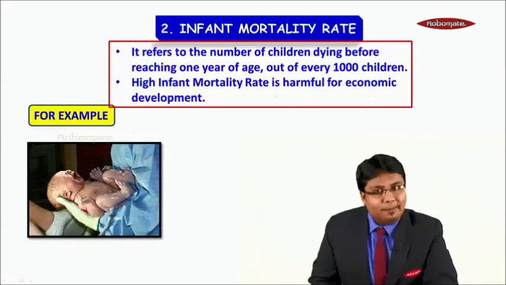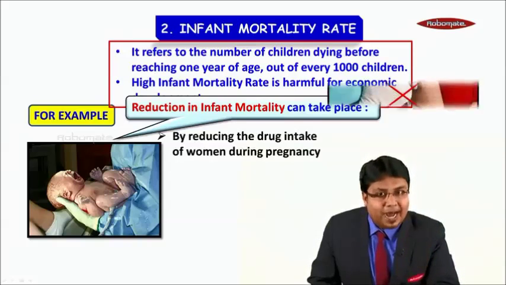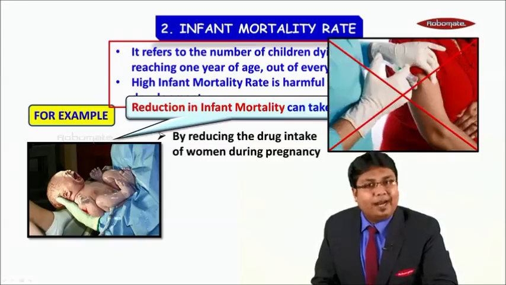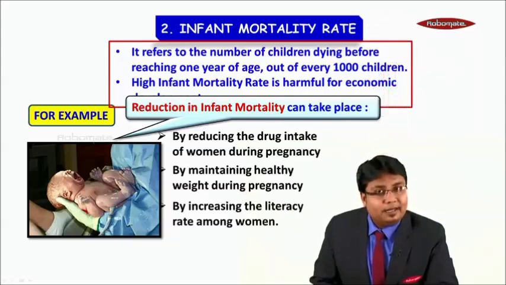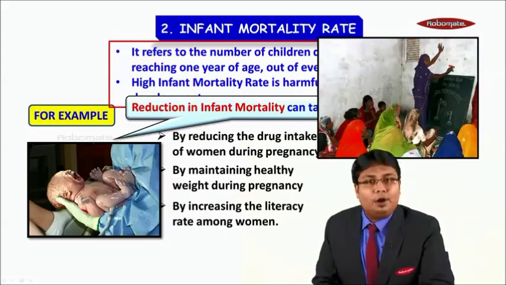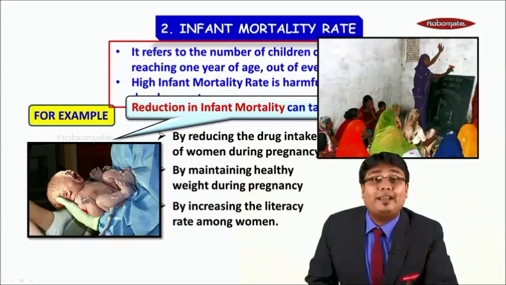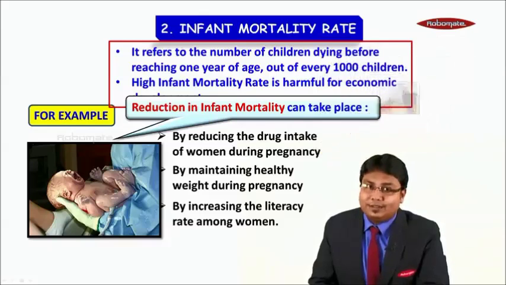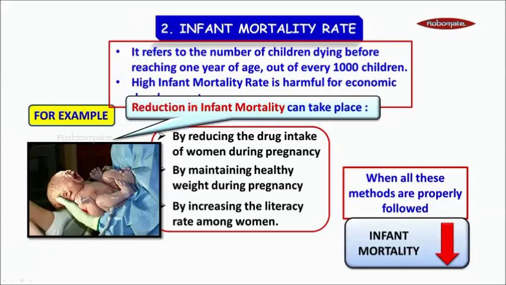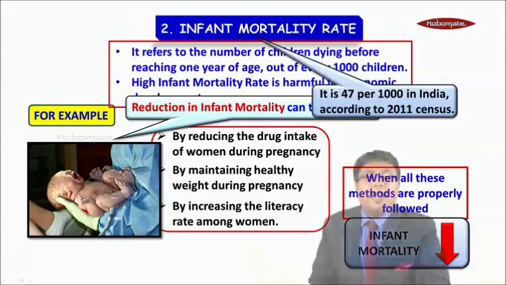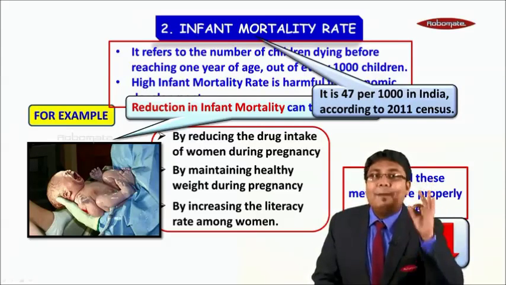Economic development. For example, if we want to reduce the infant mortality rate, it can take place by reducing the drug intake of women during pregnancy, very important. Second, by maintaining healthy weight during pregnancy. And third and the most important, by increasing the literacy rate among women. You know, when one man is educated, an individual is educated. But when a woman is educated, the entire family is educated. So increase the literacy rate among women, students. And when all these factors and methods are properly followed, the infant mortality rate has to fall. And the data is 47 per 1,000 in India according to the 2011 census. Please remember, IMR is 47 per 1,000.